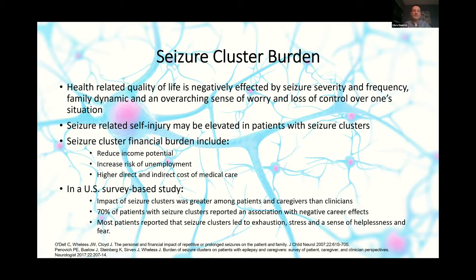And so, as you can see in that last point, 70% of patients with seizure clusters report an association with negative career effects. So there is a big burden on just your life as a whole with having seizures. And all of you know this. I don't think I'm telling you anything you don't already know. But again, I just wanted to reinforce that as we go into this discussion.